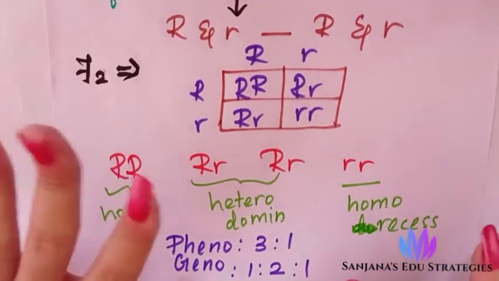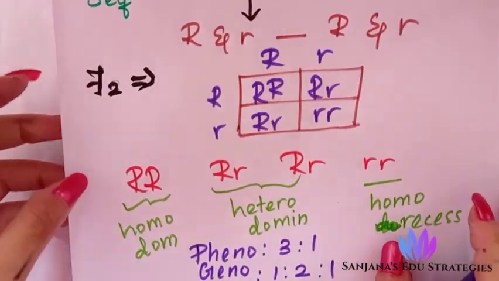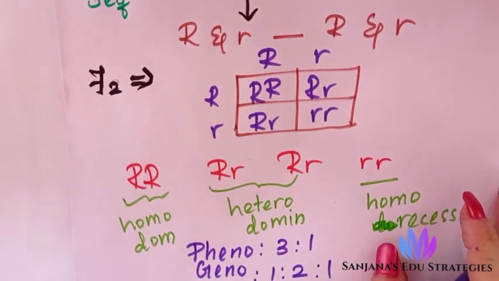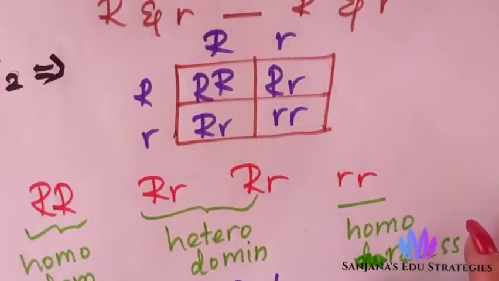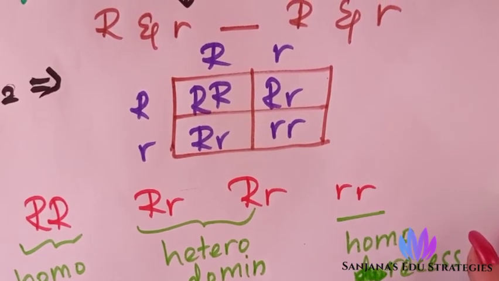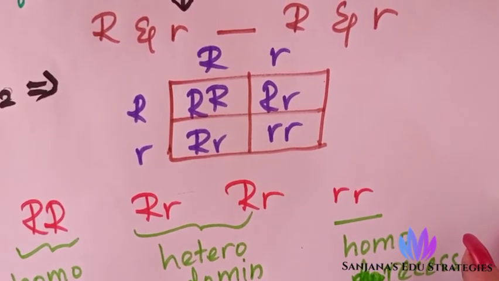That's it about Gregor Johann Mendel's pea plant experiment. This is only about monohybrid cross. That is, he used only one character, one character of the pea plant, and he did the cross and found out.